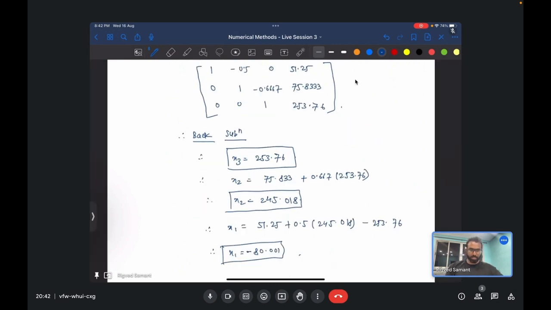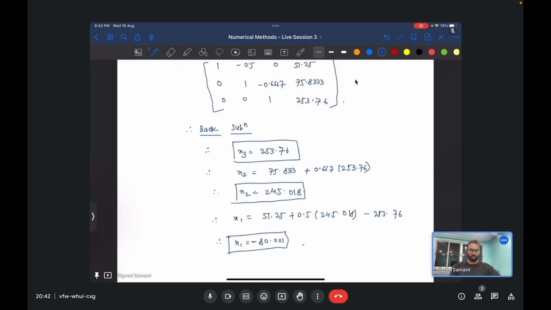Correct? Hello? It is not compulsory for any value to be positive or negative, sir. It just has to satisfy the equation. Yeah, it just satisfied the equation.